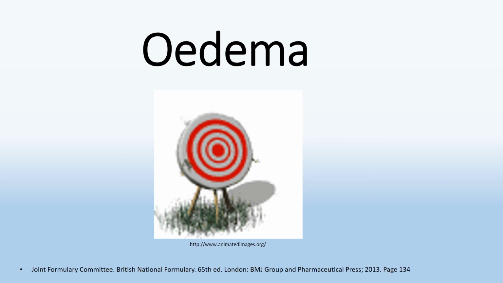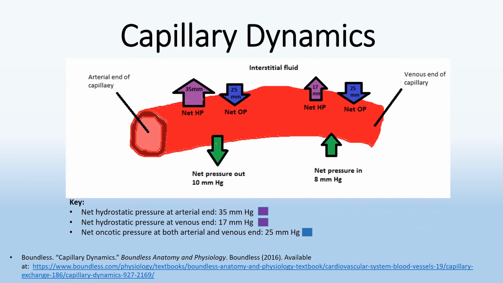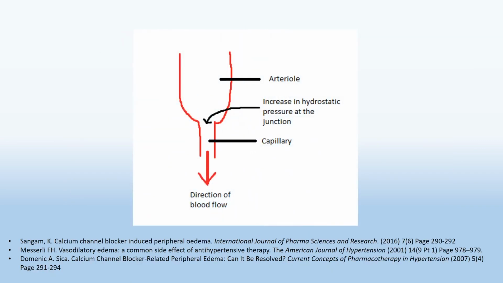The two net filtration pressures displayed in the diagram have been determined by calculating the difference between the hydrostatic pressure gradient and the oncotic pressure gradient. At the arteriolar end, the hydrostatic pressure exceeds oncotic pressure, meaning filtration takes place. At the venous end, the oncotic pressure is greater and absorption occurs. Now you may be wondering how this relates to oedema.